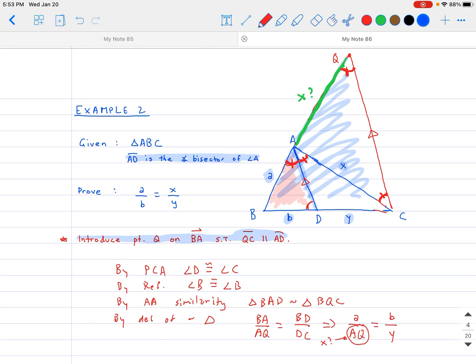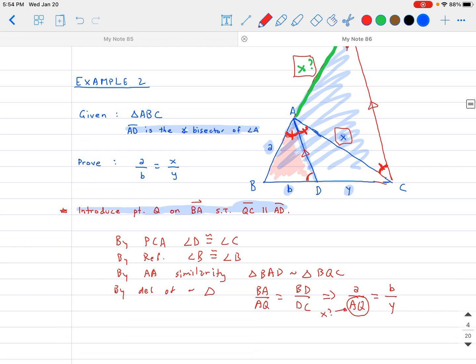So, hey, look at that. If this angle now is congruent to this angle, then by the isosceles triangle theorem, that means that this x right here and this x right here should be one and the same. So now I can go ahead and replace AQ with x. And if I cross multiply my equation right here, so A divided by B is equal to x divided by y, that is going to be the result that we were wanting. And there you go. Okay.